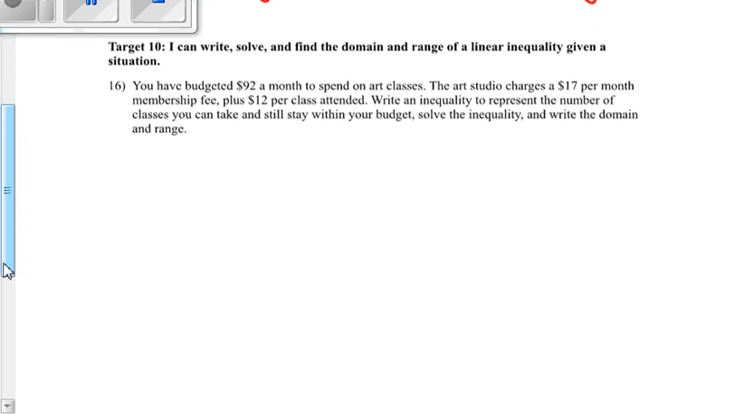Now number 10, so this is going to be an inequality. You have budgeted $92 a month to spend on art classes. The art studio charges a $17 per month membership fee plus $12 per class attended. We're first going to write an inequality and solve it.